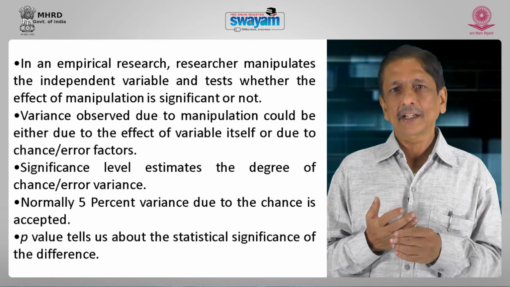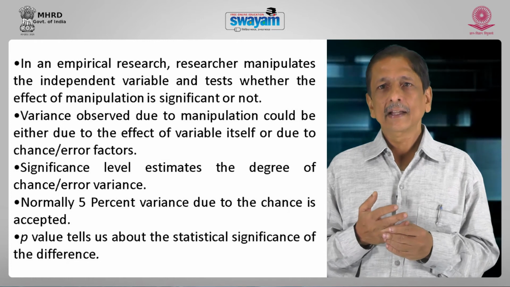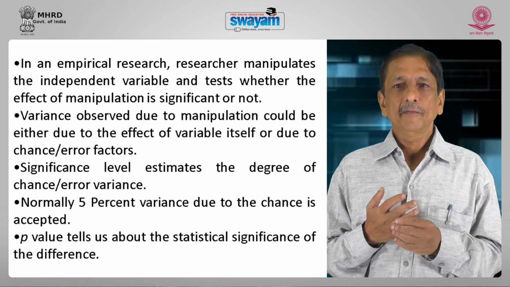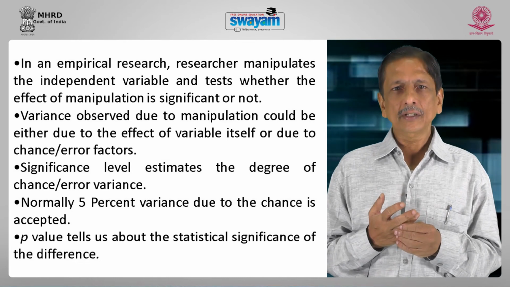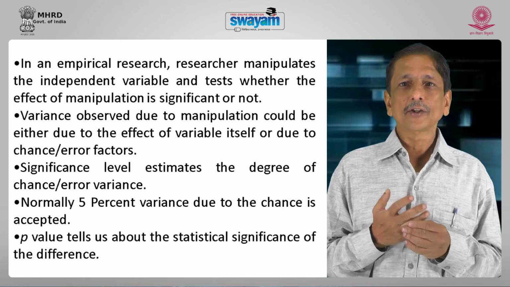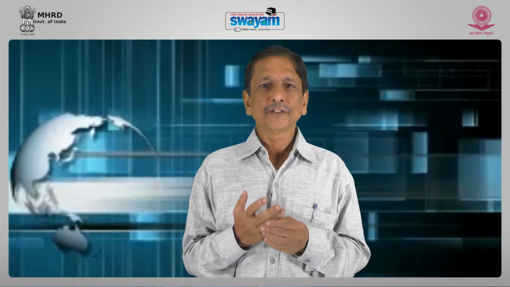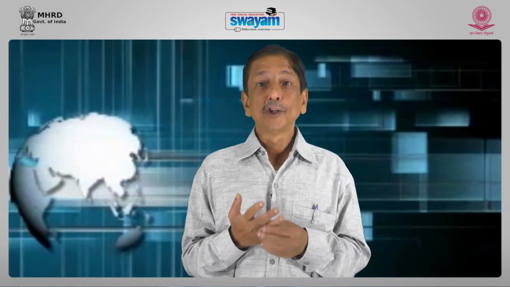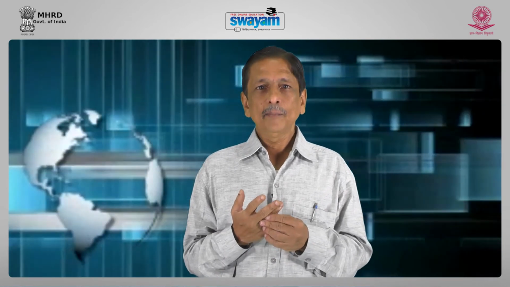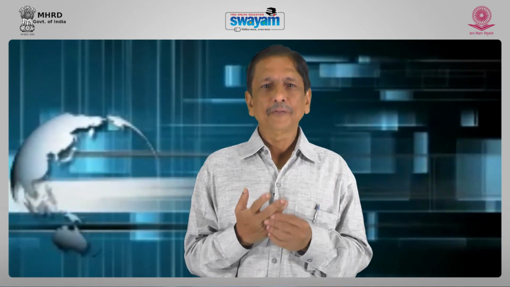And in an empirical research, the researcher manipulates the independent variable and tests whether the effect of manipulation is significant or not. Variance observed due to manipulation could be either due to the effect of the variable itself or due to chance or error factors. Significance level estimates the degree of chance or error variance. Normally, 5% of variance due to chance is accepted. The p-value tells us about the statistical significance of the difference.